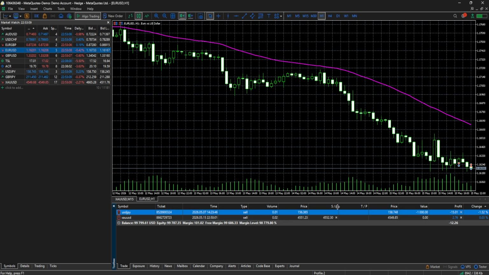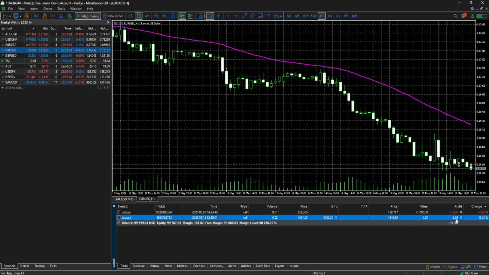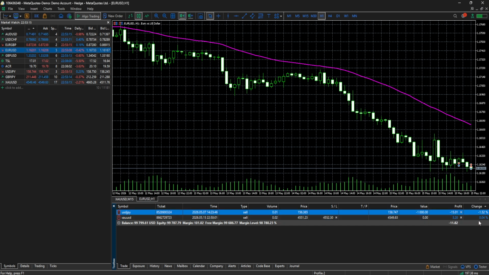To keep everything under control, open the toolbox and switch to the Trade tab. Monitor your open profit or loss, your margin level, and your drawdown in real time. If these metrics start creeping toward your limits, reduce risk and reassess.